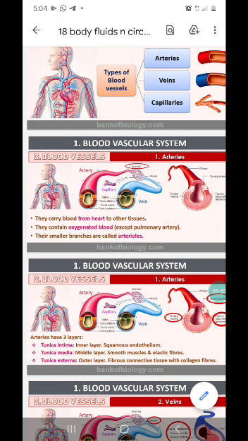The arteries split into smaller vessels called arterioles, and the arterioles join with capillaries. The main artery subdivides into arterioles, and the arterioles will join with venules. Venules will join the veins.